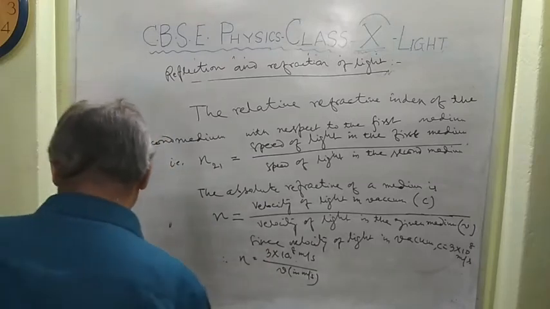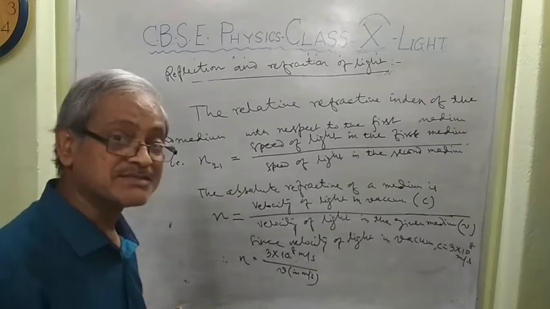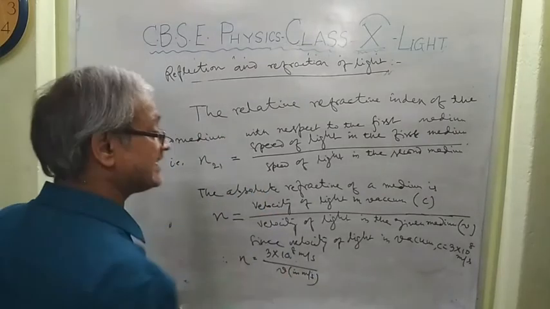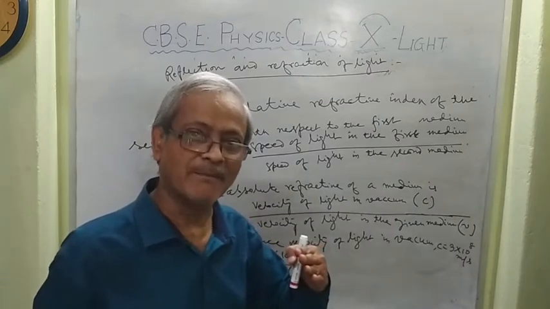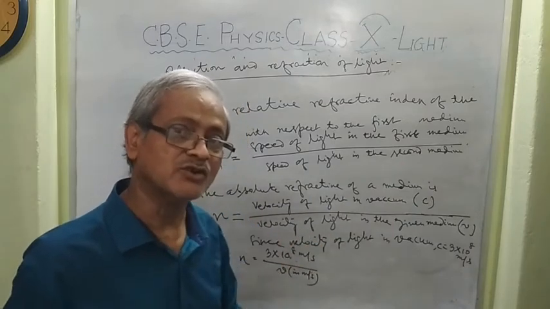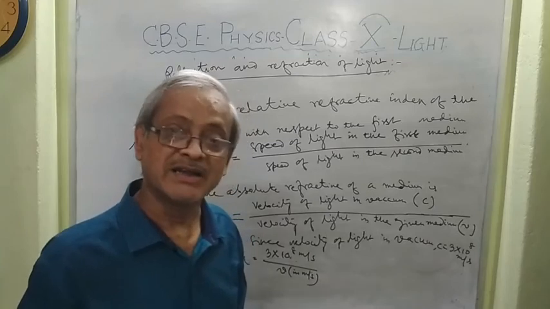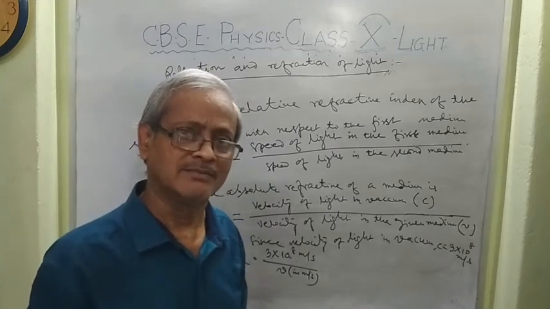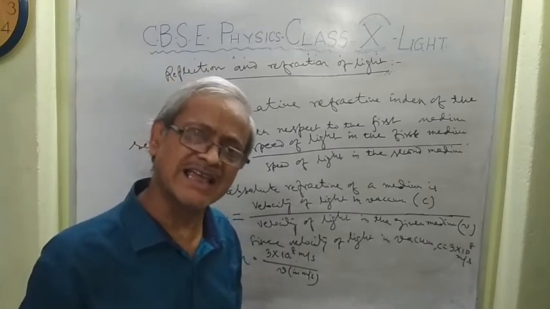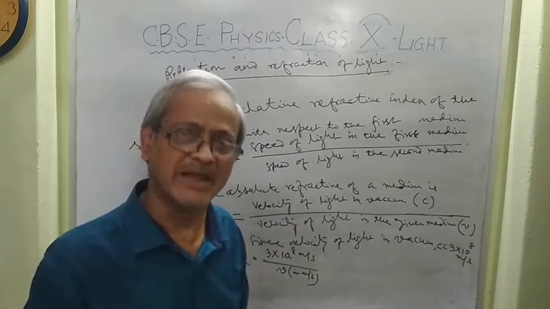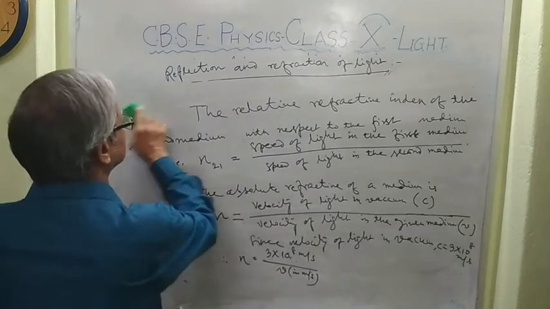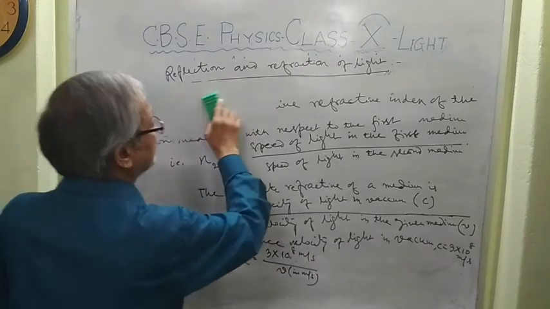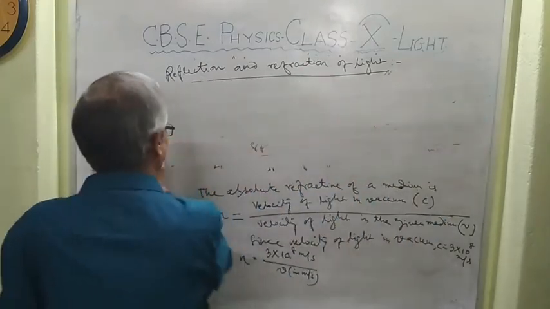Now, we consider a glass medium, that is, a light ray coming from free space, vacuum. For air also, the refractive index is nearly 1, nearly the same as that of vacuum. Hence, air will also be considered instead of vacuum.